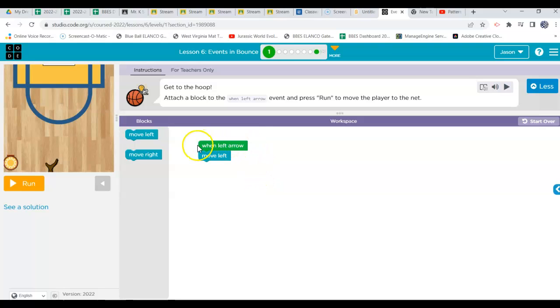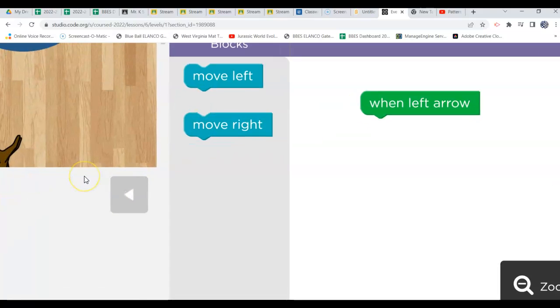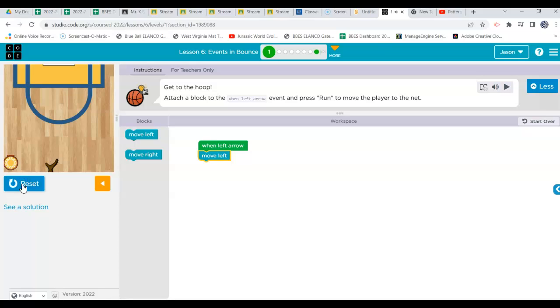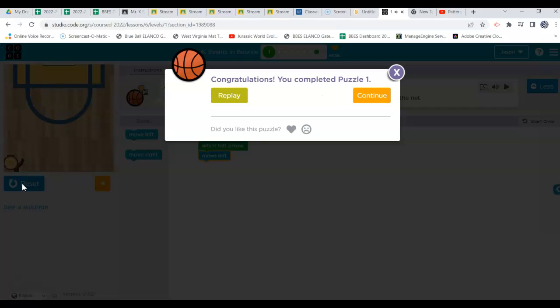It will give you the cause. So the cause is when someone presses the left arrow on your keyboard. And the effect right here, originally it was blank. There wasn't anything attached to it. But you have two effects that you could choose. You could have something move left or something move right. Since it says when left arrow is clicked, we're probably going to want to use the move left block. So now when we click run, and I click the left arrow on my keyboard, the hand will move. And then I succeeded in that level.